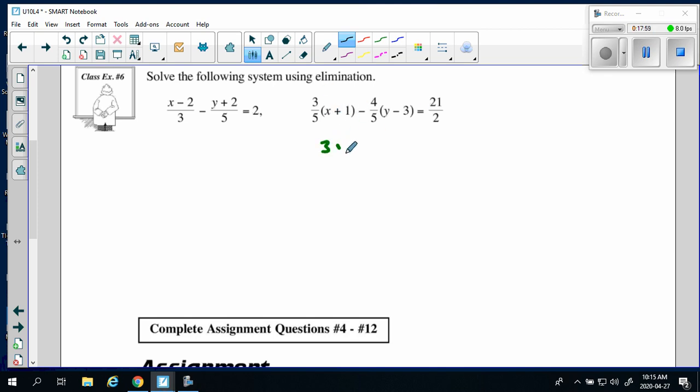So I'm going to have 3x plus 3 all over 5. And then 4y. And if I leave the negative on the outside, then this is just going to be 4 times 3. So negative 12 all over 5. If you had chosen to take the negative with you, that's fine, but then this would turn to a plus. Okay? And then 21 over 2. So just a lot of algebra things that could possibly go wrong.